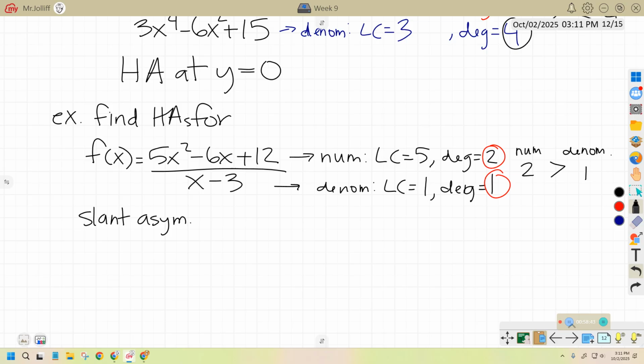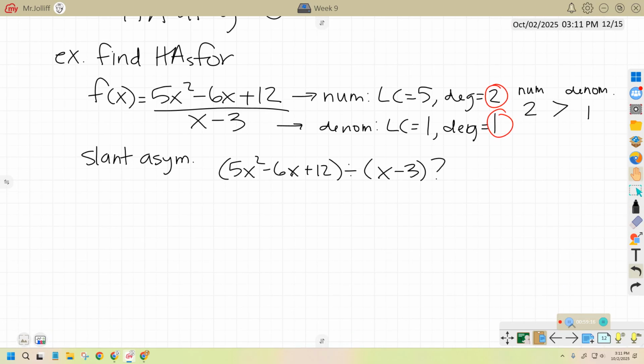Good guess, but let's check. Our slant asymptote is at the quotient when we divide the numerator by the denominator. So I need to do the division. What is 5x squared minus 6x plus 12 divided by x minus 3? How do we do that? How do we do synthetic? That's a binomial. We can just use synthetic division. We don't need a calculator for that.